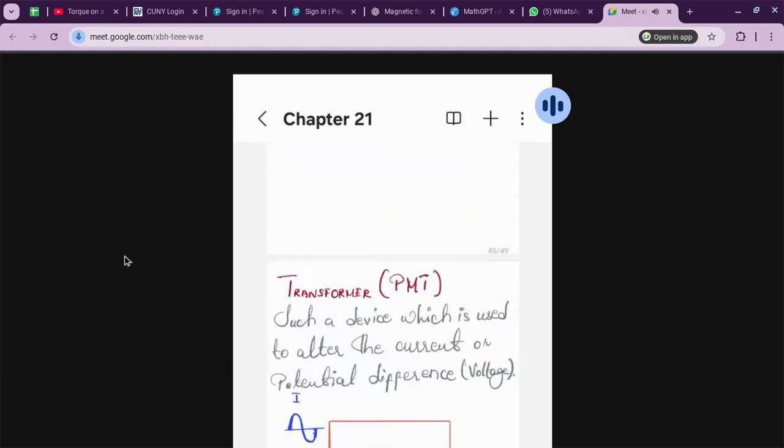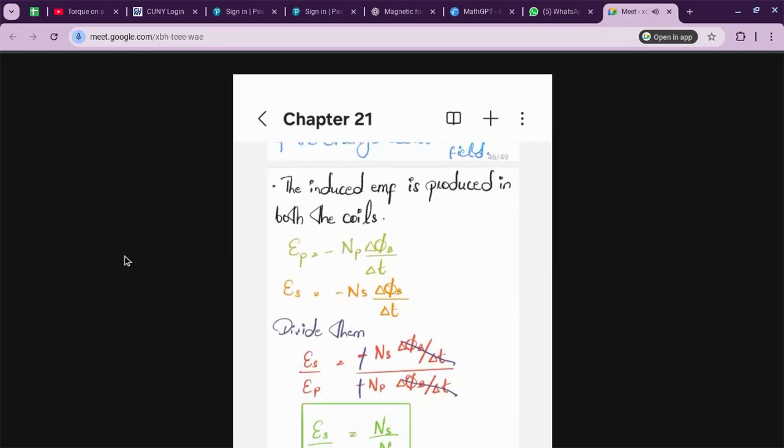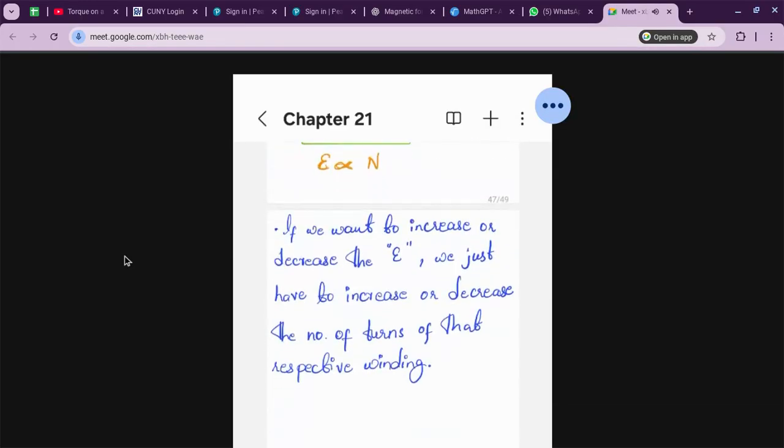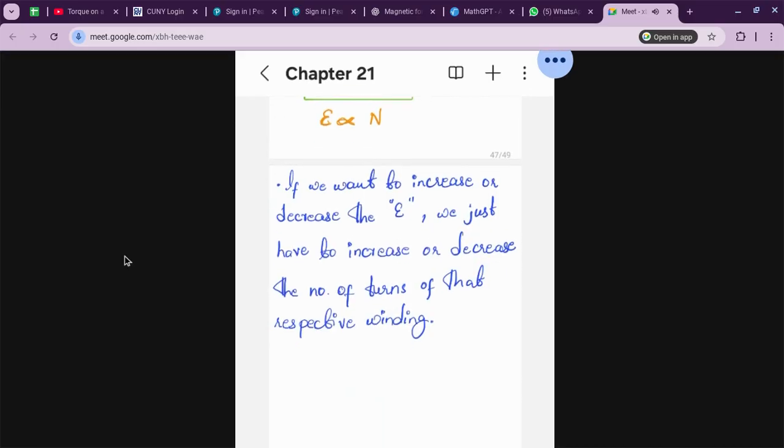Pira, is it possible that the input is greater than output? Sorry, the output is greater than input. Is it possible? No. Very good. The answer is no. So how do we increase the potential? Actually, Pira, when we increase the potential, we decrease the current.